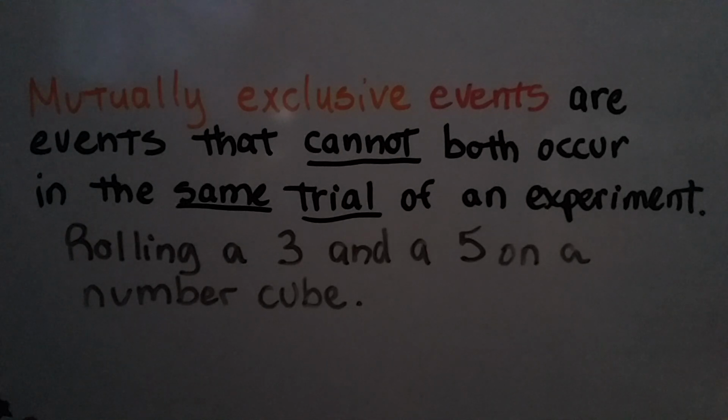Mutually exclusive events are events that cannot both occur in the same trial of an experiment. So that would be like rolling a 3 and a 5 on a number cube. We can't have both, so they're mutually exclusive events.